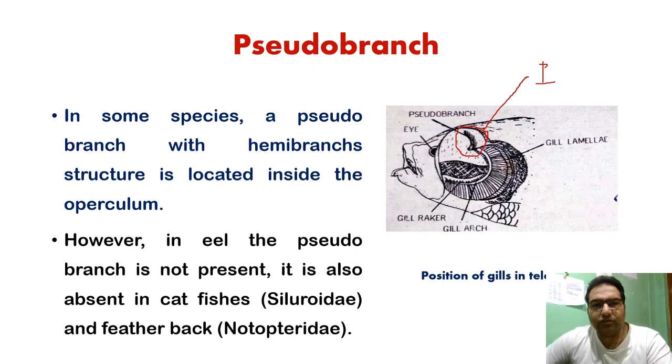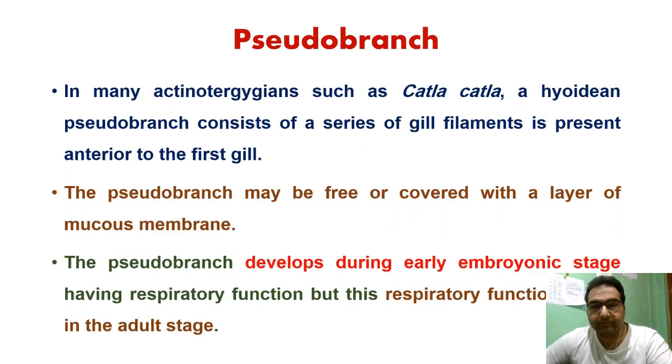In some species, the pseudobranch with the hemibranch structure is located inside the operculum. But in the case of eel, the pseudobranch is not present, and also in some catfishes belonging to family Siluridae, and the featherbacks belonging to family Notopteridae, the pseudobranch is missing.